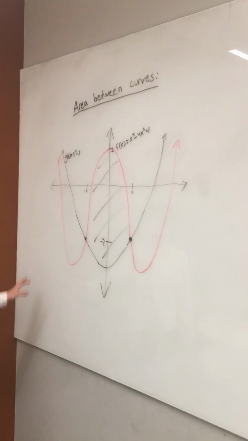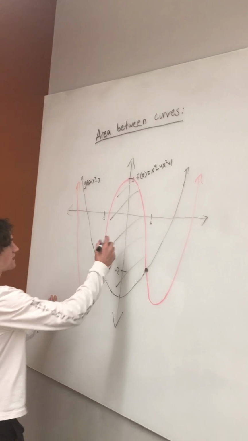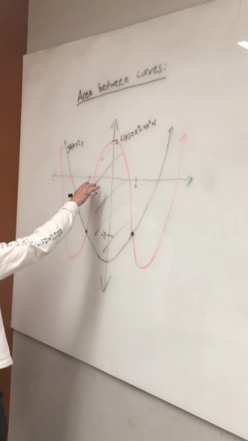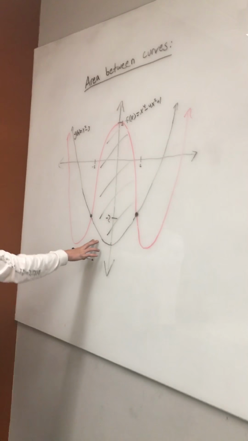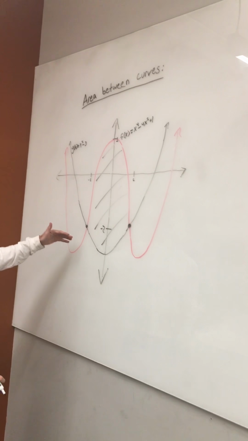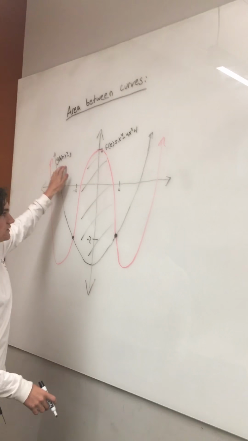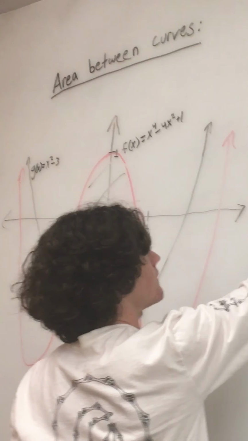Alright, so now we're going to try a little bit of a more tricky example. In this case, we're going to be finding this shaded area right here in between this red curve and the black curve. And you're going to want to do top minus bottom just like the last one. So it'll be the integral of f of x minus g of x. So we'll write that over here.